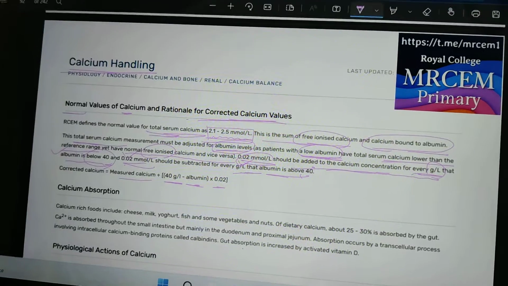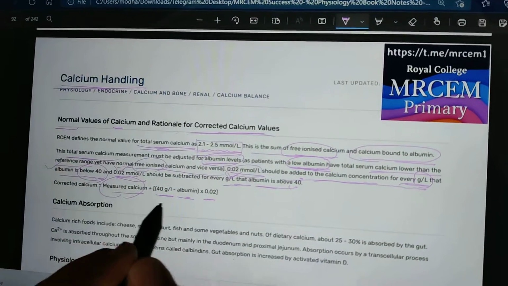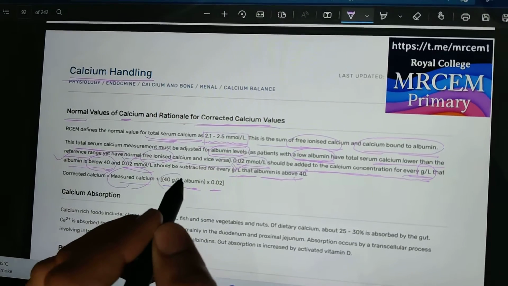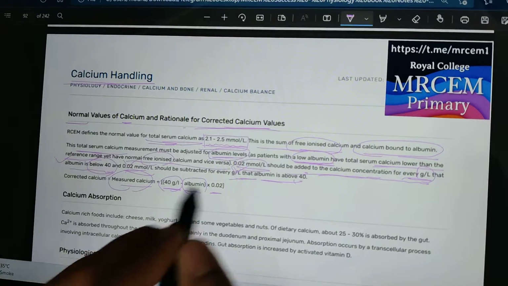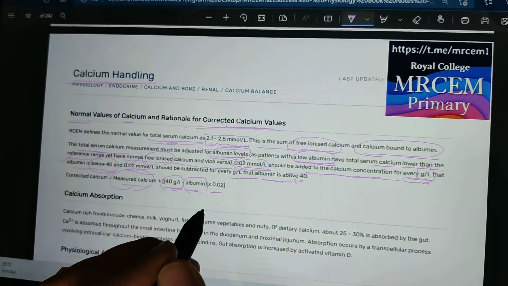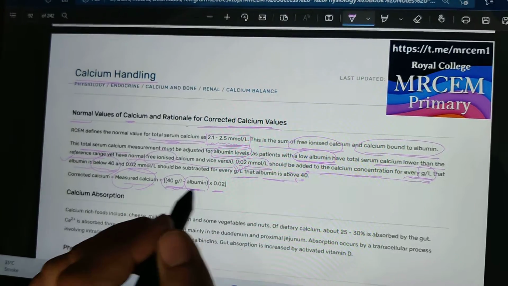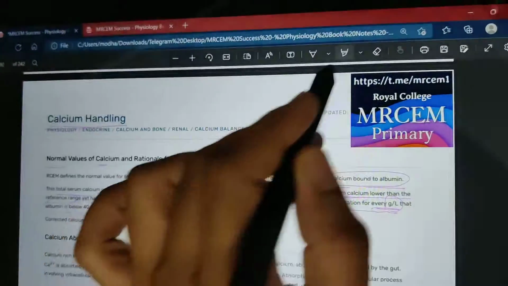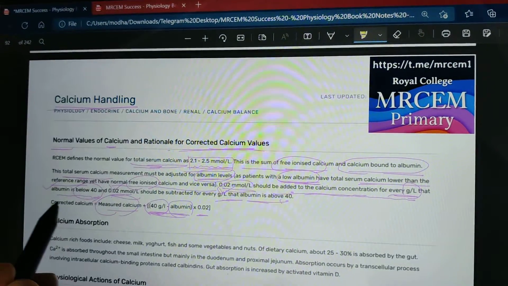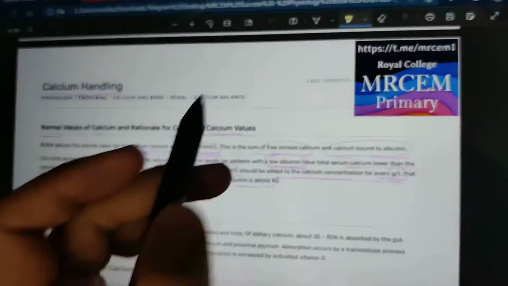Measured calcium plus 40 gram per liter minus albumin into 0.02. This formula should be memorized.